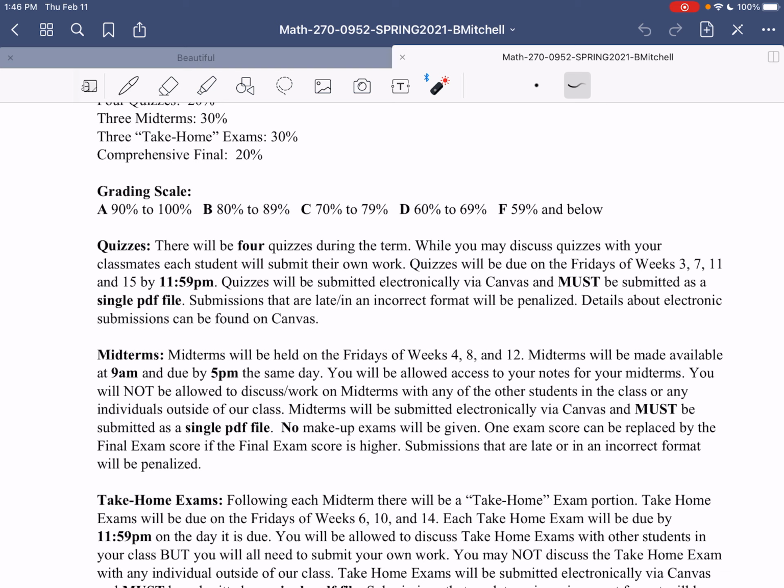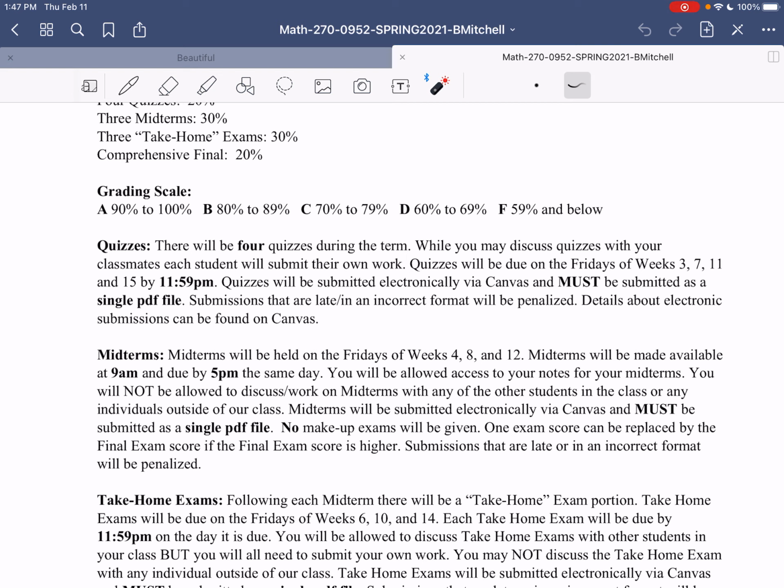And again, details about the electronic submissions and how to do that, recommended apps and things like that, can be found on Canvas via what is called the Electronic Submissions Guideline. All right, so there will be 4 of these quizzes. These quizzes basically give you a chance to have a check-in on the major topics of each quarter of our class.